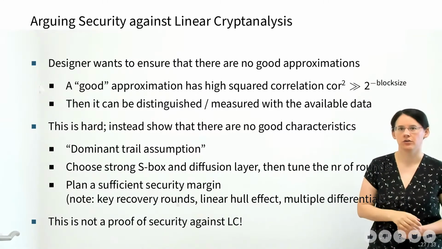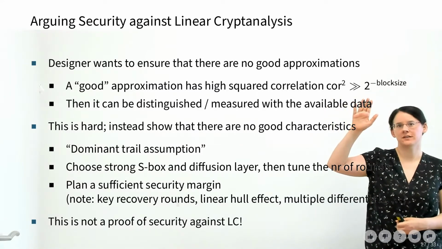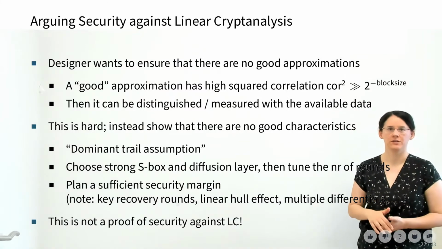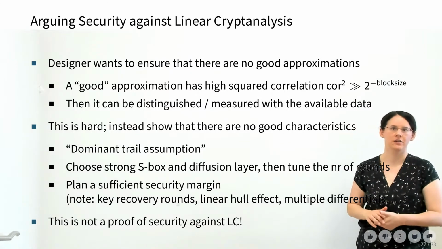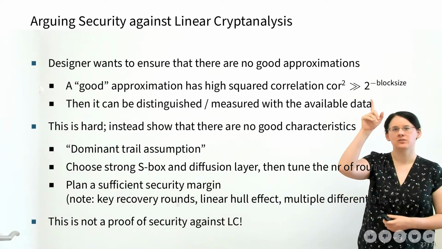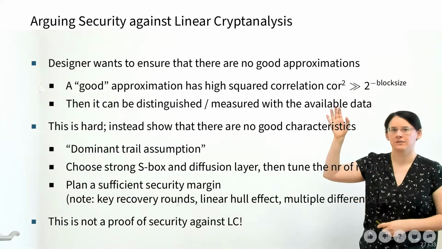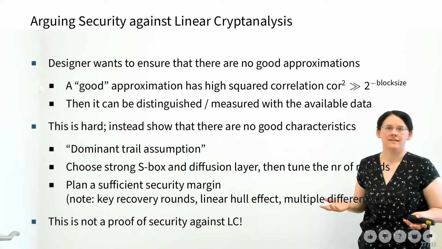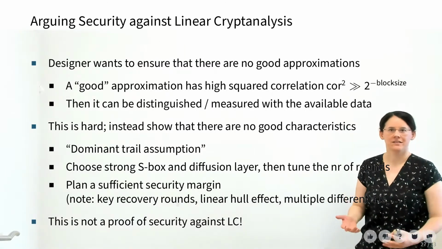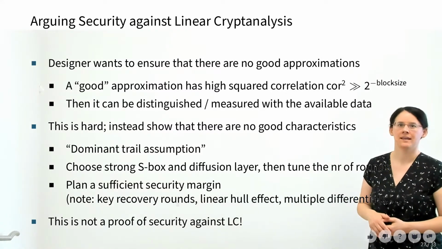So a good approximation is one whose squared correlation is much better than 2 to minus the block size. This would allow me to distinguish the behavior based on as much data as I can get, because I cannot get more data than 2 to the block size many blocks. That's the maximum of data I can get. And if the correlation is worse than that, I simply cannot collect enough data. So not only not practically, but absolutely not, because there is not more data to look at.